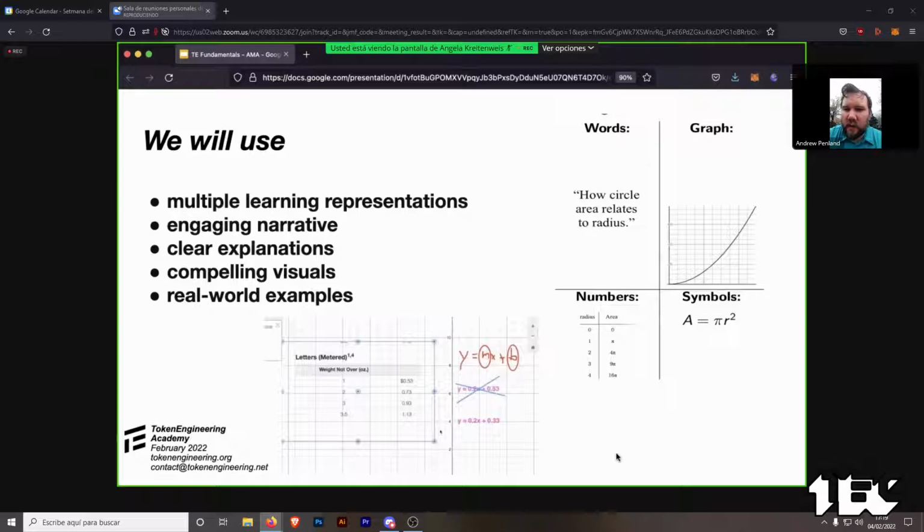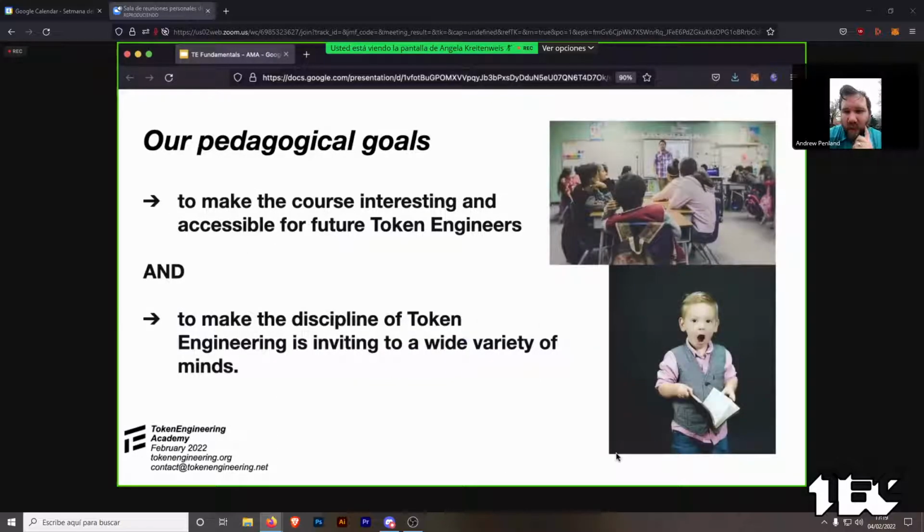And then on the next slide, our goals are to make sure that we are making this a broadly accessible course so that the TE community doesn't exclude anyone who has the potential to make contributions. And I'm excited to see what this will pay off with in the future.